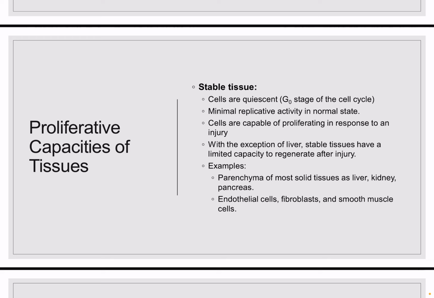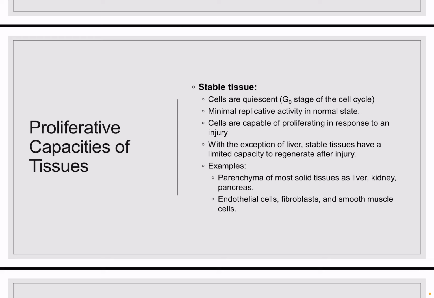Then, what are the other examples of the stable tissue? All solid organs. Your pancreas, lungs, liver, kidney, spleen, all these are examples of the stable tissue because they are the organs which have the ability to divide, but they will only divide when there is going to be an injury. Endothelial cells, what do the endothelial cells make?